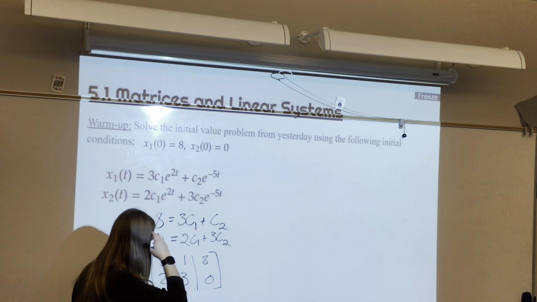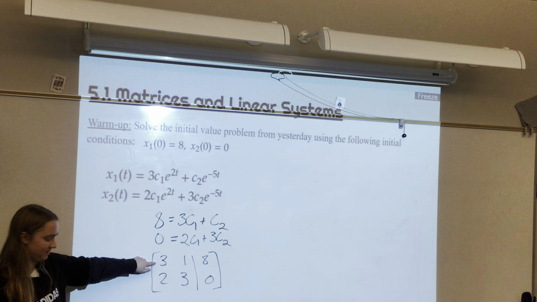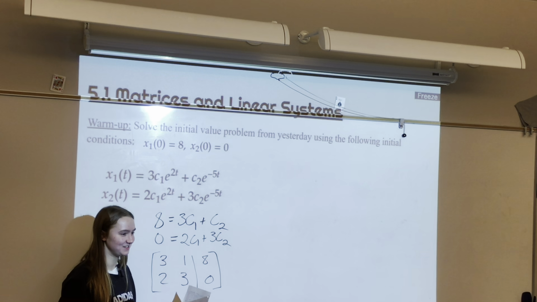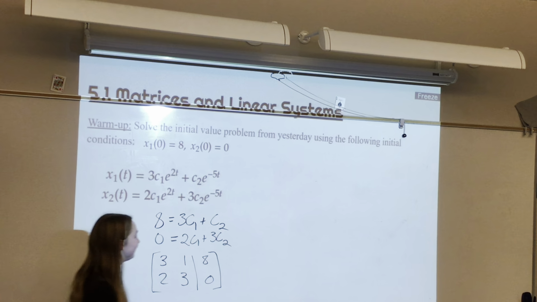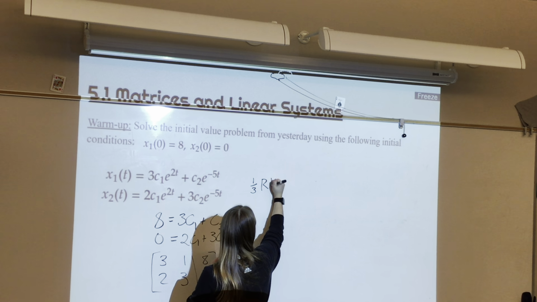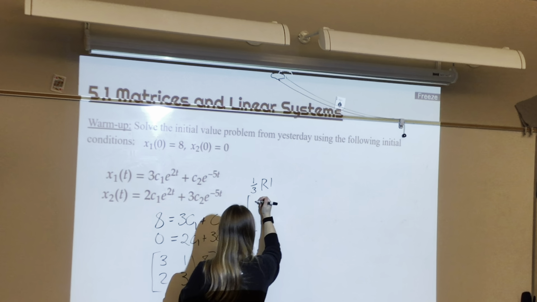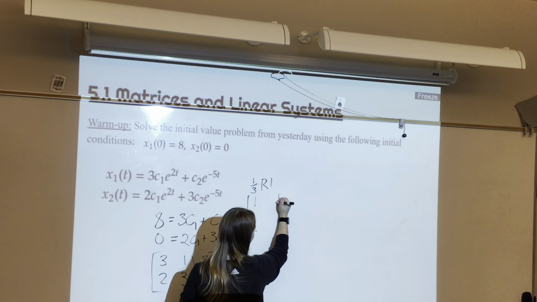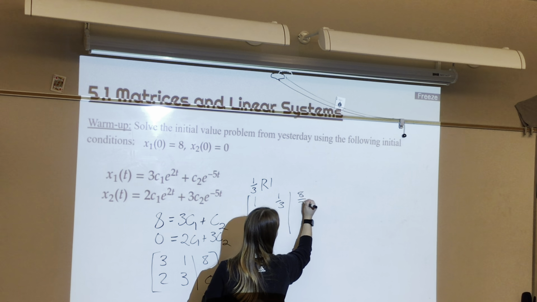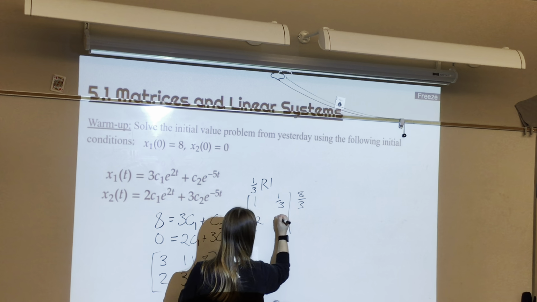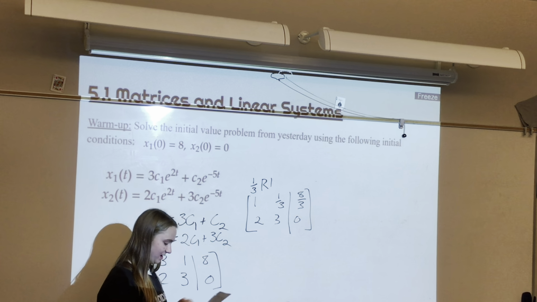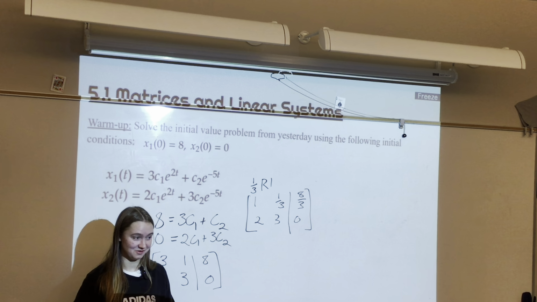So, does anybody have any suggestions for, let's start with this value here, make that a 1. Anybody got any ideas of what we can do? Oh, yes, we can do 1/3 times row 1. That's going to result in 1, 1/3, 8 over 3, 2, 3, 0. Nice job. Okay, now what else can we do?